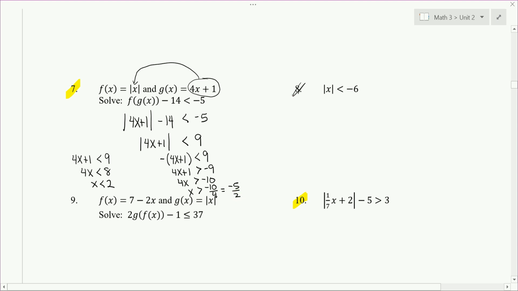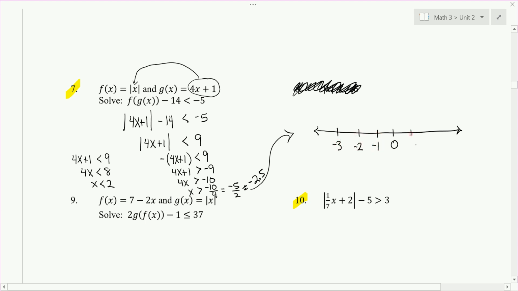I'm running out of room here. I'm going to cross out 8. I don't want you to cross out 8, but I'm just going to use this extra space over here to graph this. So here's my number line. Negative 5 over 2 as a decimal would equal negative 2.5. So here's 0, negative 1, negative 2, negative 3. Here's 1 and 2.